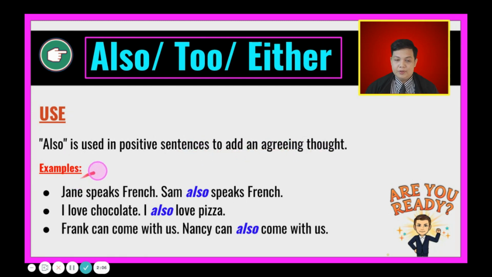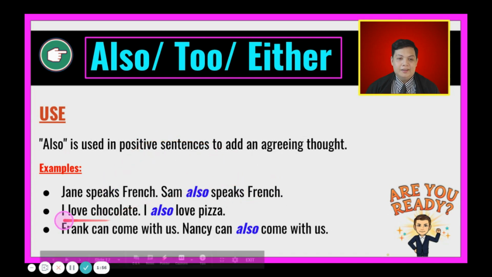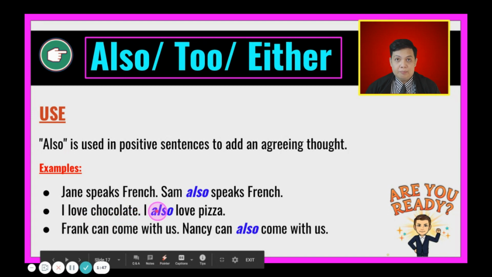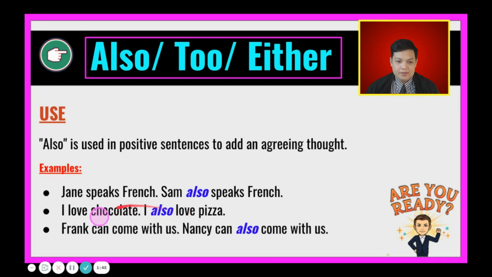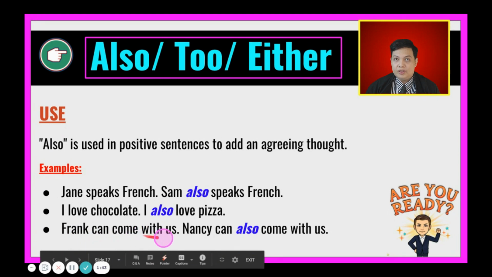Let's take a look at the following examples. Jane speaks French. Sam also speaks French. So they both speak French. Next, I love chocolate. I also love pizza. So in this sentence, aside from loving chocolate, you also love pizza at the same time. Frank can come with us. Nancy can also come with us. So this is the use of also.